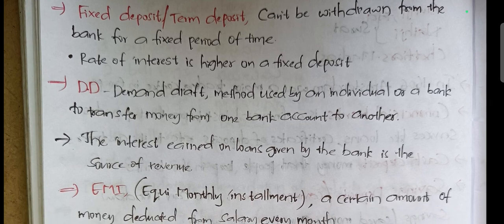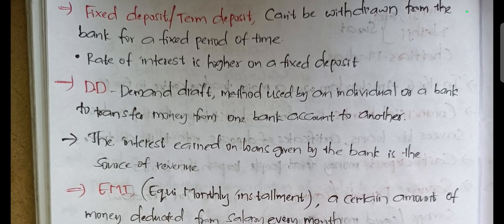DD, which is demand draft, is a method used by an individual or a bank to transfer money from one bank to another. The interest earned on loans by the bank is the source of revenue. For the banks, the interest they gain from us, the individuals, is the source of their revenue.